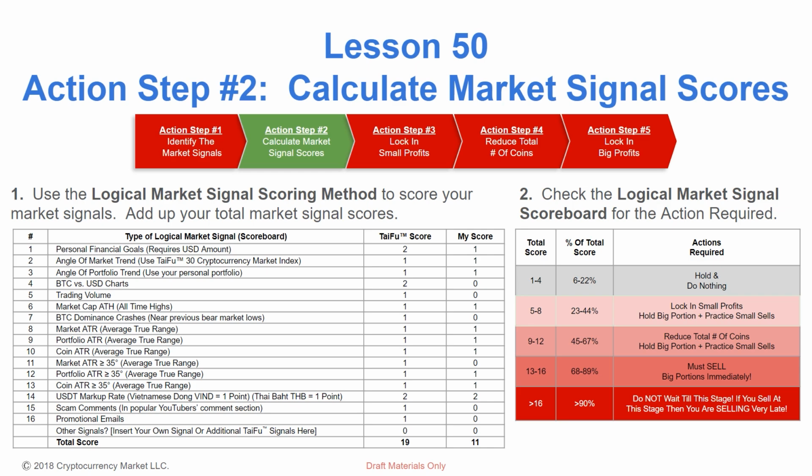So at this stage, my action is I'm going to reduce the total number of coins. I'm going to hold a big portion of my portfolio, and I'm going to practice small sells. So I can practice selling and practice taking small profits. So that's the action that I'll take right there. So there's no confusion, guys. There's absolutely no confusion in what actions we need to take. You score the signals based on the Taifu score that I shared with you. You determine your total score, and then you go look on the scoreboard here to see what actions you take based on the scores you gave.